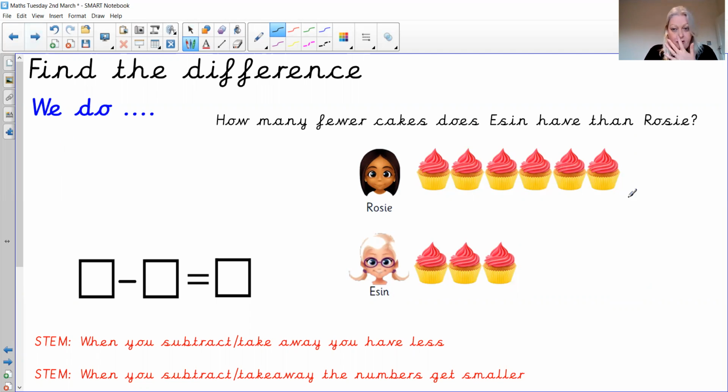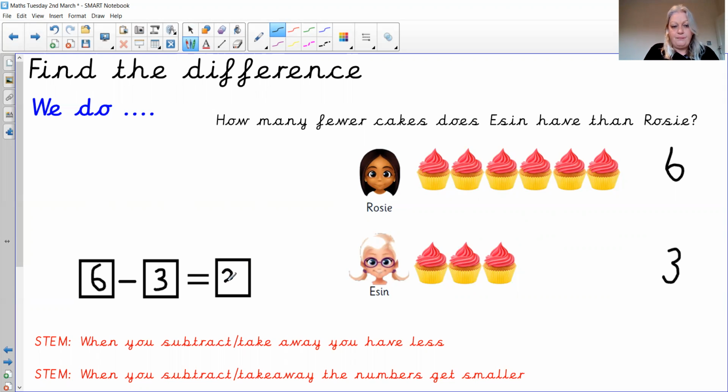So let's count how many does Rosie have? That's right, she has 6. And Essie, she only has 3. So we need to find the difference between 6 and a 3. So we can do that in our number calculation. So we had 6. Take away Essie's cakes, 3 will give us the difference. We'll find the difference between these two numbers. And 6, take away 1, 2, 3, leaves me 3.